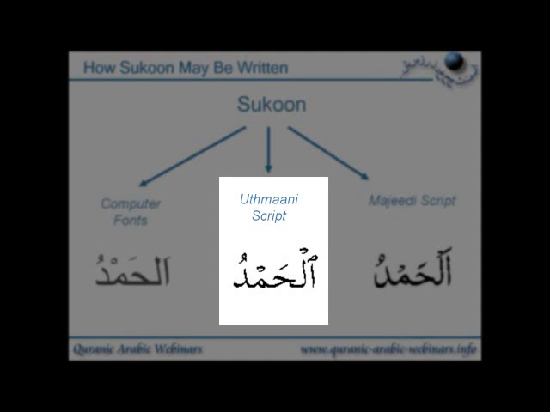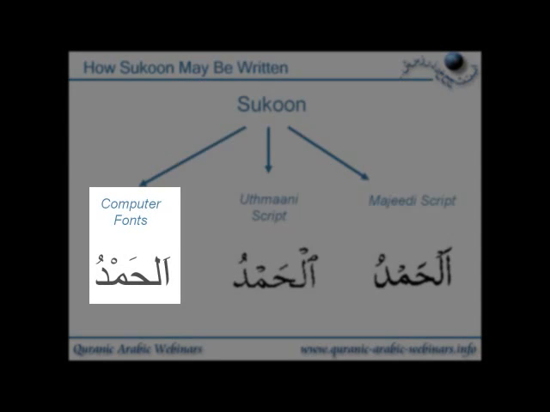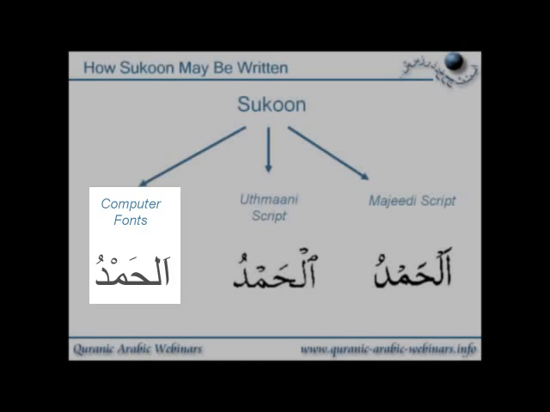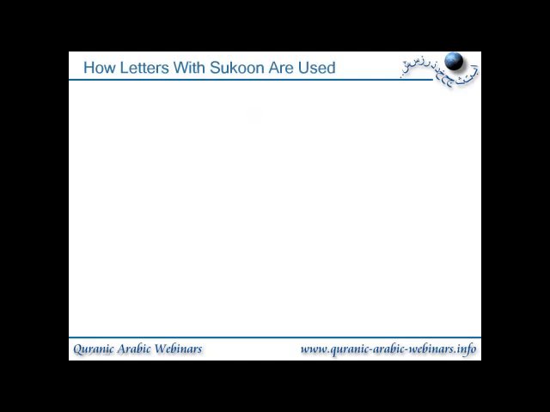Be aware, in the Uthmani script, you can also get circles just like the one in the computer fonts on our Alhamdu, the first version of the word in the computer font with the circle. In the Uthmani script, that circle means something totally different from Sukoon. So we'll cover that later on as well under a section which will cover other symbols apart from the main ones. How the letters with Sukoon are used.